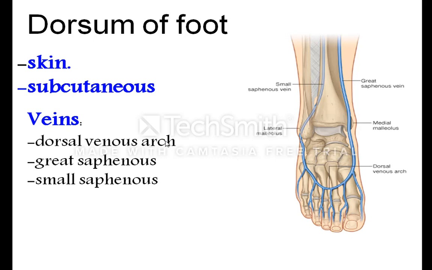The dorsum of the foot, as you see, has the skin and the subcutaneous tissues. We have the superficial veins. This includes the dorsal venous arch here, and the beginning of the greater saphenous vein and the small saphenous vein. You should look at how this vein goes in front of the medial malleolus, and the lesser goes behind the lateral malleolus.